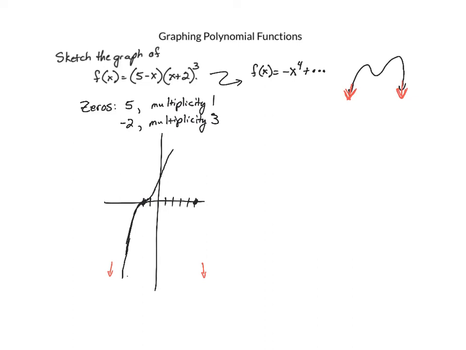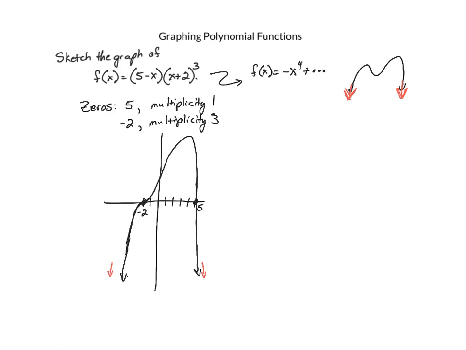How high does it go? Don't know. It goes up for a while. And then it's going to turn around. And let's see, the multiplicity at 5 is odd, and it's only a 1, so it crosses through in a linear fashion. And it comes down this way. I'm going to label this at negative 2 and this at 5.